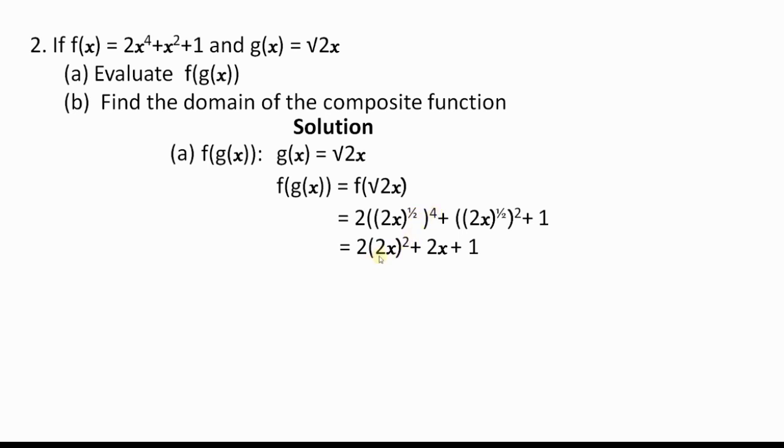So we have 2 times 2x raised to the 2 power plus 2x, because here 2x raised to half power all raised to the 2 power, half times 2 is 1. So you will have 2x plus 1. So 2 multiplied by 2 squared is 4, x squared, plus 2x plus 1. Then you have 2 times 4 is 8, x squared plus 2x plus 1. This becomes our answer to this problem.